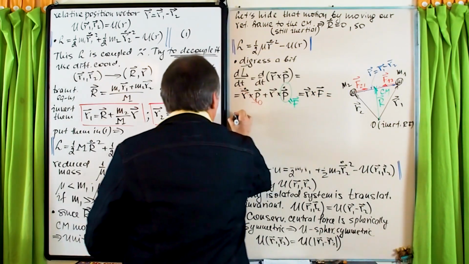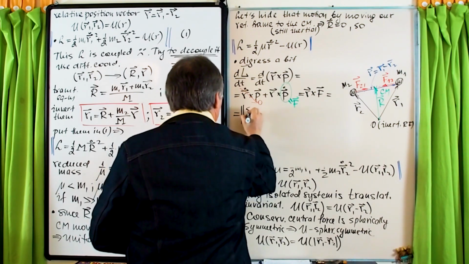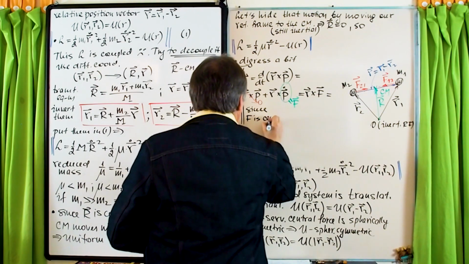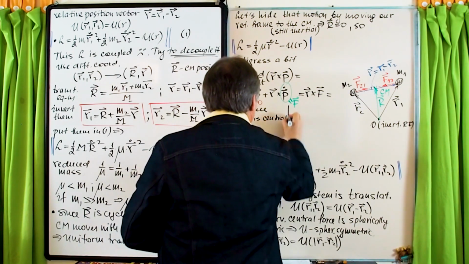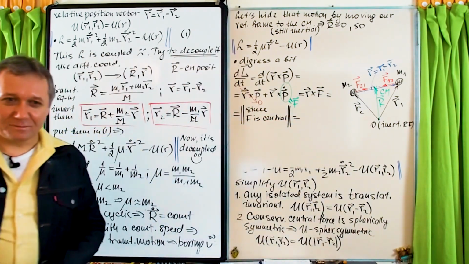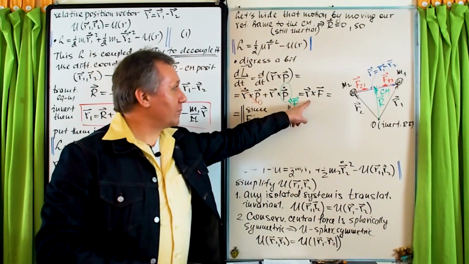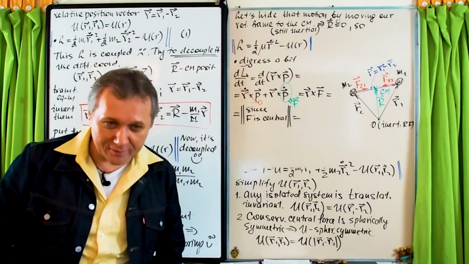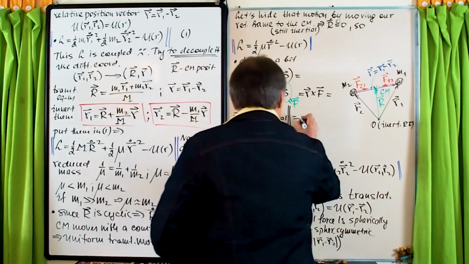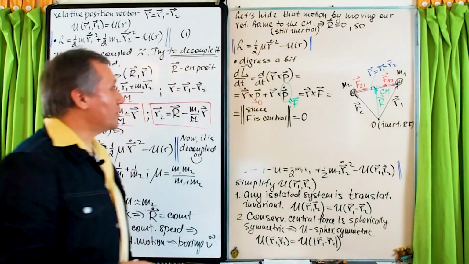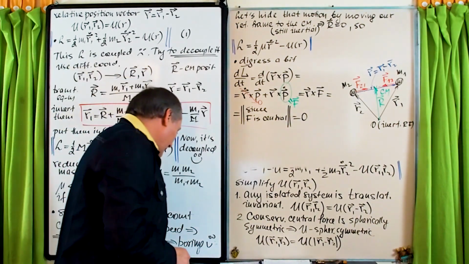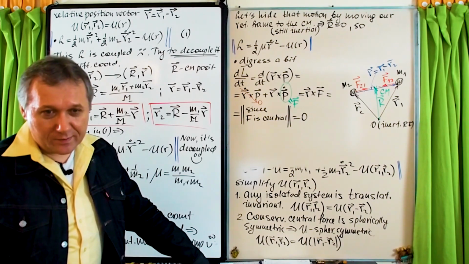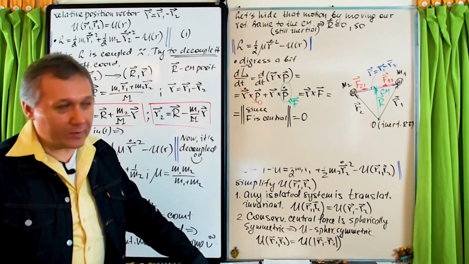And now, let me open my explanation box. Since F is central, it's a relative position vector crossed with the force along that direction. Of course, it's 0. So it's 0. So it means the rate of change of angular momentum is 0. It means that L, angular momentum, is constant.